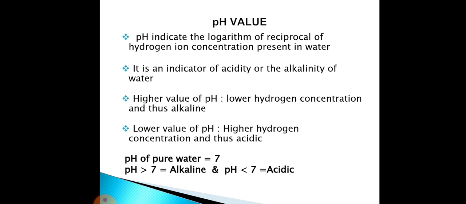A higher value of pH means there is lower hydrogen ion concentration, and then we can say it is alkaline. If the value of pH is low, it indicates higher hydrogen ion concentration, and thus we can say it is acidic. For pure water, the value of pH is around 7, so if it is greater than 7, we say that it is alkaline, and if it is lesser than 7, we say it is acidic.